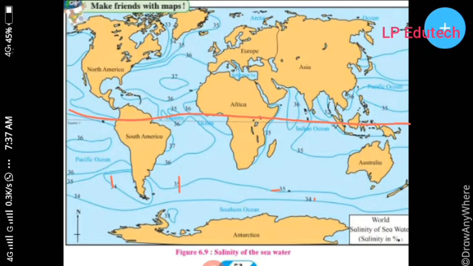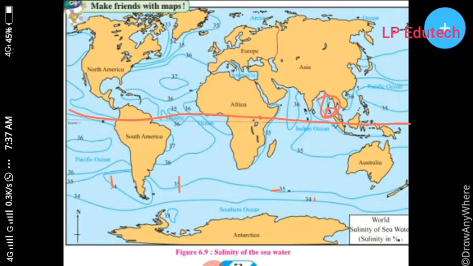Second, which region has the least salinity? The maximum salinity we are able to see here is 37, 38, and the least salinity is 32, and it is near the Bay of Bengal. Bay of Bengal lies right next to India. It has the least salinity, that is 32%. The very least is in this area, 32.